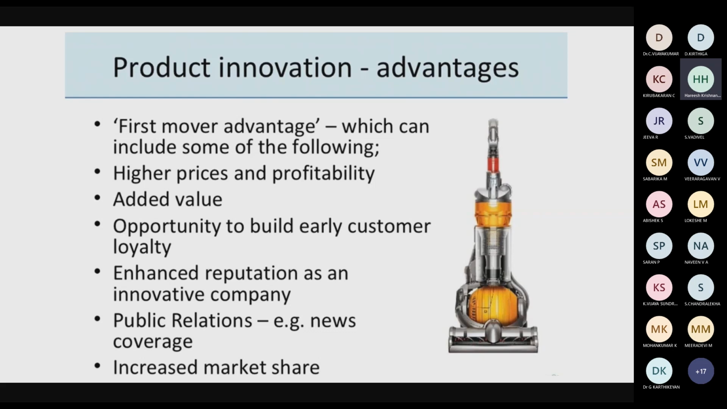So our loyalty will be increased, and we can get some opportunity to build new early customers, loyal customers to our side, and it will increase the market share also. And our company's reputation and brand value will be enhanced through this product innovation.